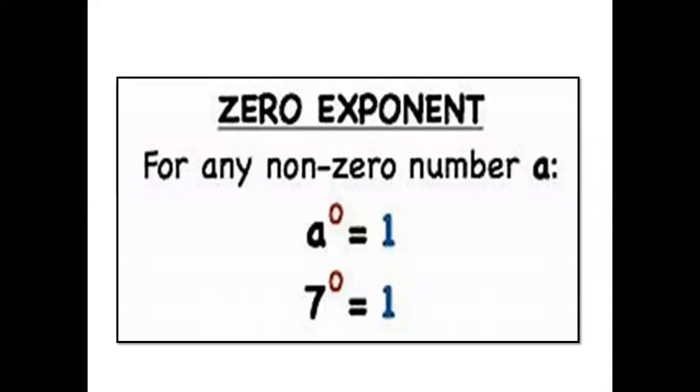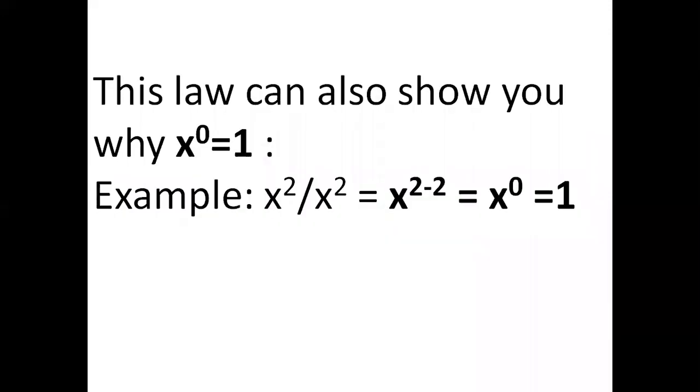So the zero exponent for any non-zero number a will be equal to 1. That is a raised to the power 0 is equal to 1 or 7 raised to the power 0 is equal to 1. So this law can show you why x raised to the power 0 is equal to 1. Here you can see one more example. x raised to the power 2 when divided by x raised to the power 2. Here also I am subtracting the powers because according to law 2 we subtract the powers if the bases are same. So x to the 2 minus 2, again 2 minus 2 is equal to 0. So x raised to the power 0 will be the answer. And according to rule 4, any number whose power is 0 will be equal to 1.